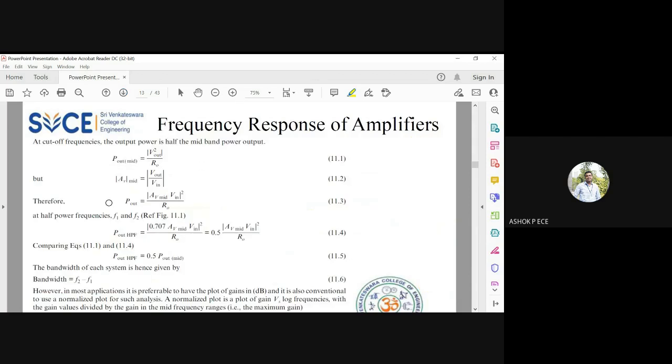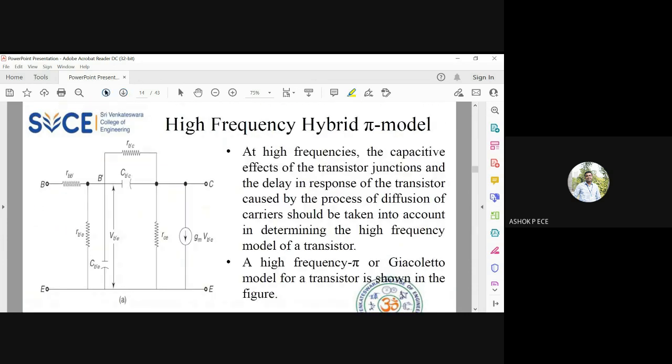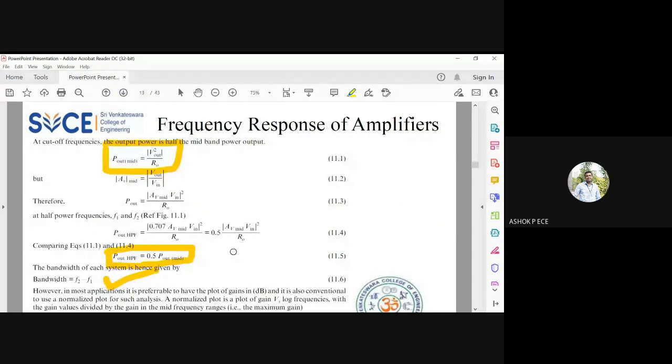So see here, that's what is given. When the power is going to be 50%, I'll be considering the voltage to be 1 by root 2. And if I draw that straight line, I'll be having two frequencies, F1 and F2. F2 minus F1 is going to be called the bandwidth of my device.